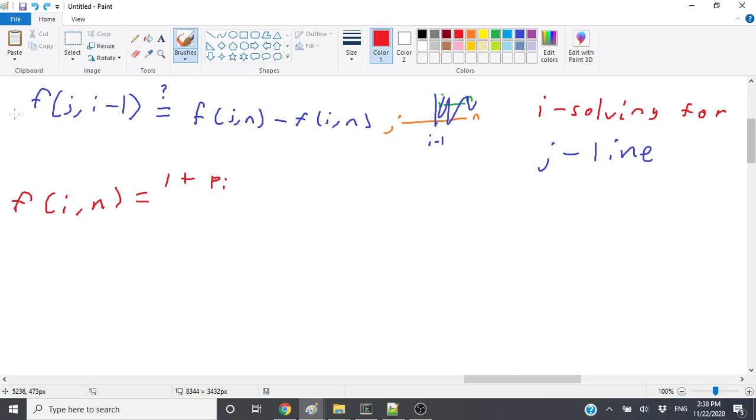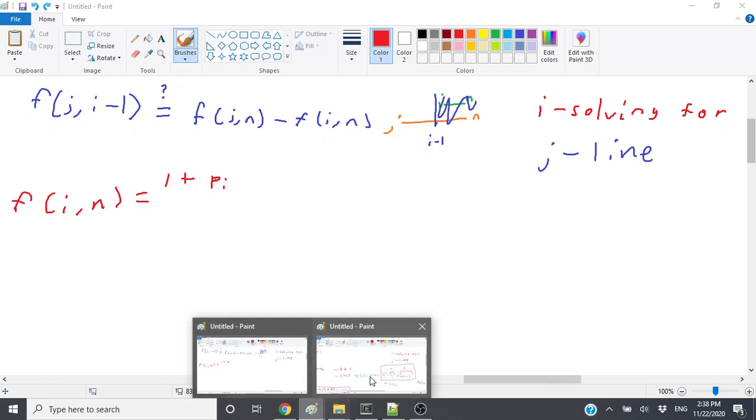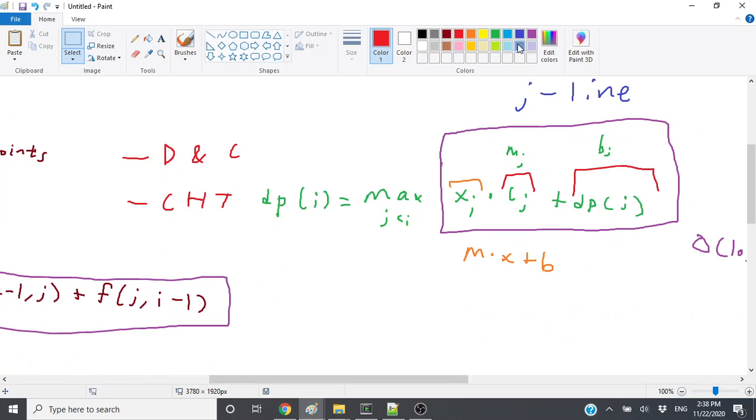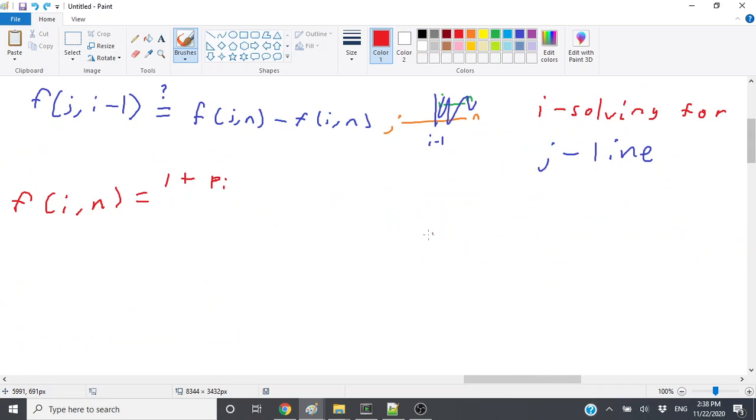Actually, you don't have to separate the j's from the i's. But what you do have to do is make it so you only have one thing that depends on both i and j, and it's this sort of line thing, where one of them is a constant that depends on i, the other is a constant that depends on j, and you're multiplying them together. Otherwise, it's impossible to do convex hull trick. But anyway, this is the idea. So this is our goal.